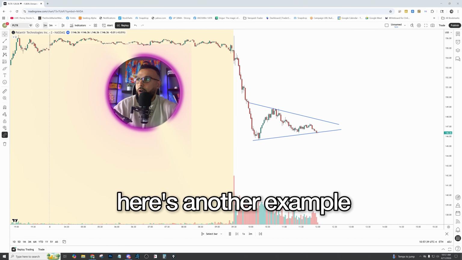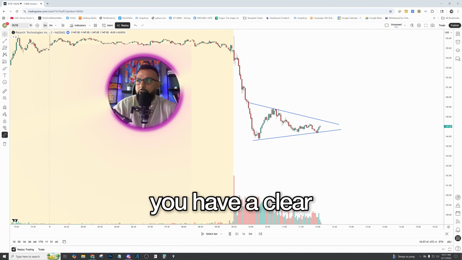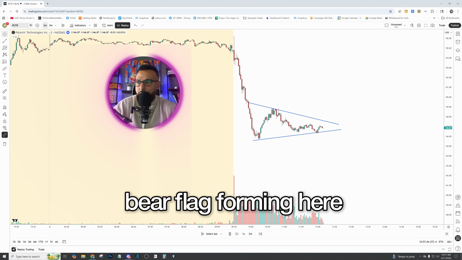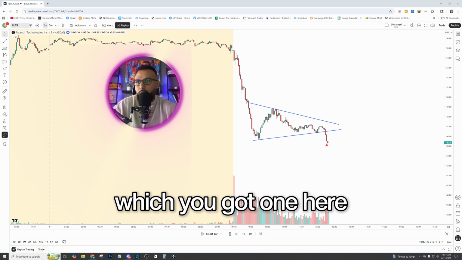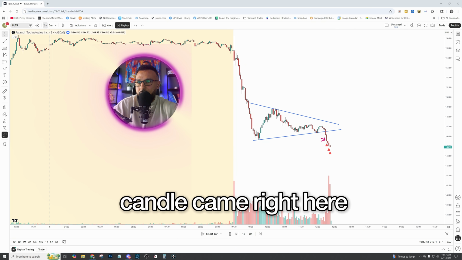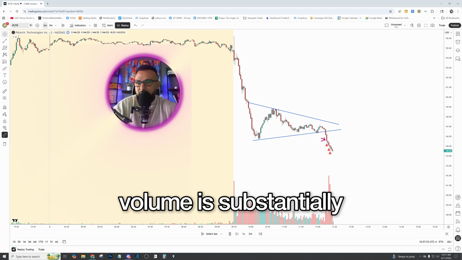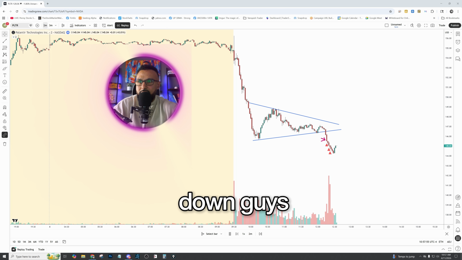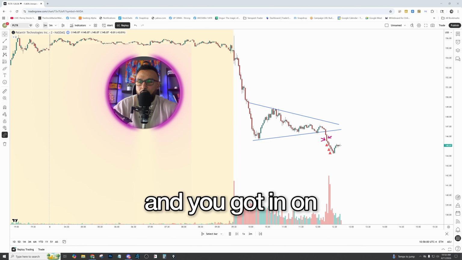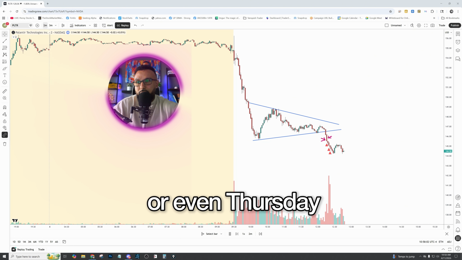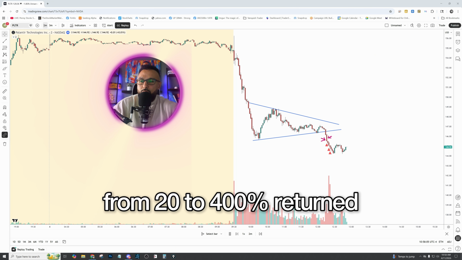Here's another example on PLTR the other day, okay? You have a clear bear flag forming here. You have a nice trend line, and as soon as we get that volume spike, which you got one here, but the confirmation candle came right here, that's your entry. Volume is substantially spiking on the move down, guys. This is your confirmation to hold that trade. If this was your entry and you got in on a Monday or Tuesday or even Thursday, you could have had anywhere from 20 to 400% returns on this move down.